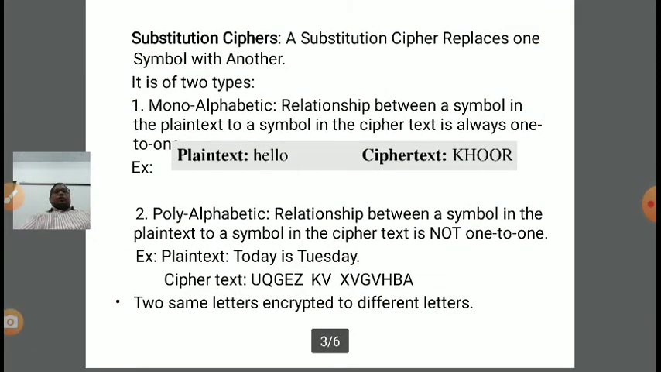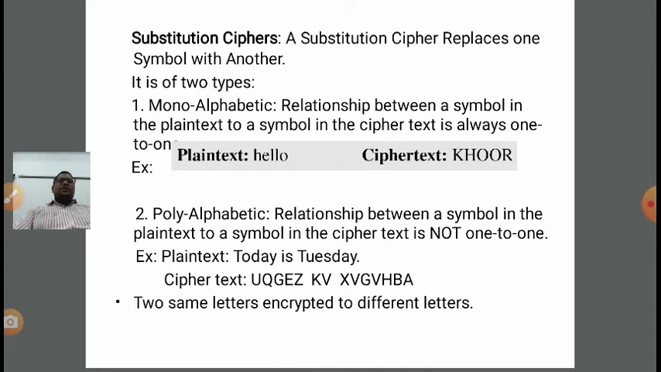A substitution cipher is a cipher that replaces one symbol with another. It is basically of two types: it can be monoalphabetic or polyalphabetic. In monoalphabetic, the relationship between a symbol in the plain text and a symbol in the ciphertext is always one to one.